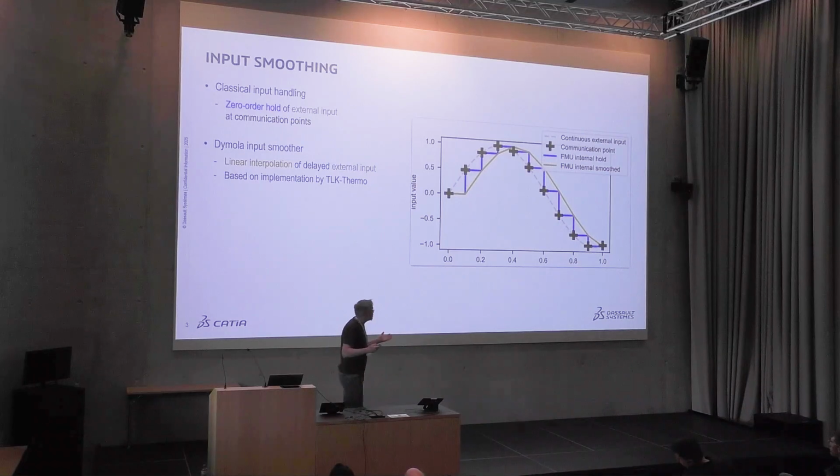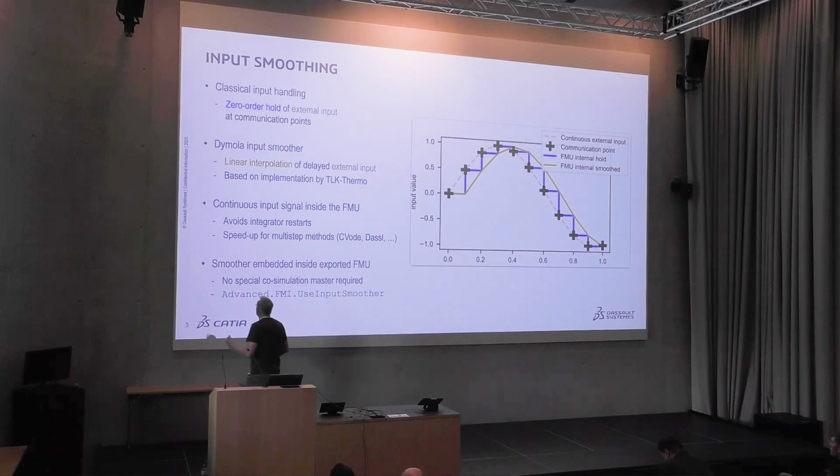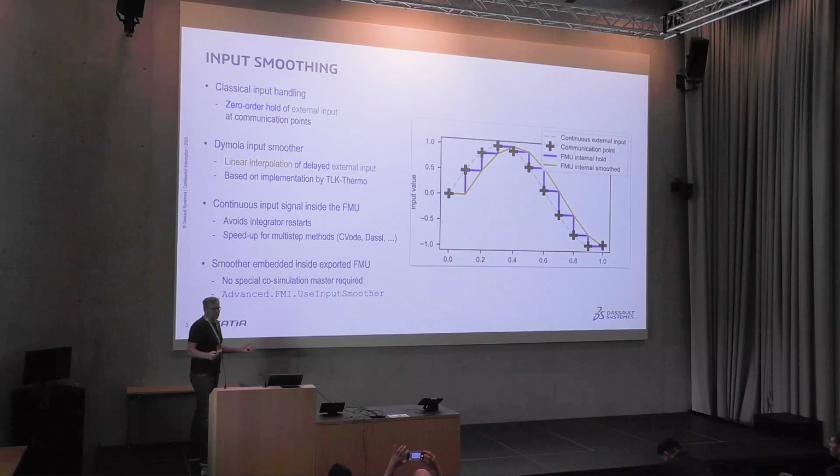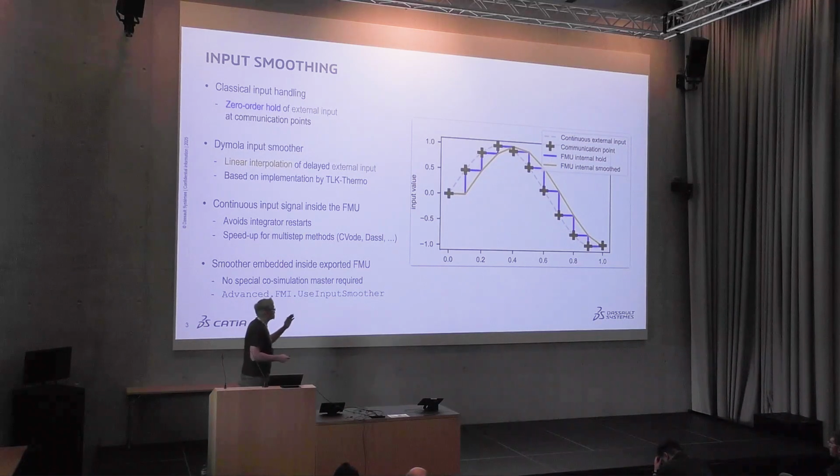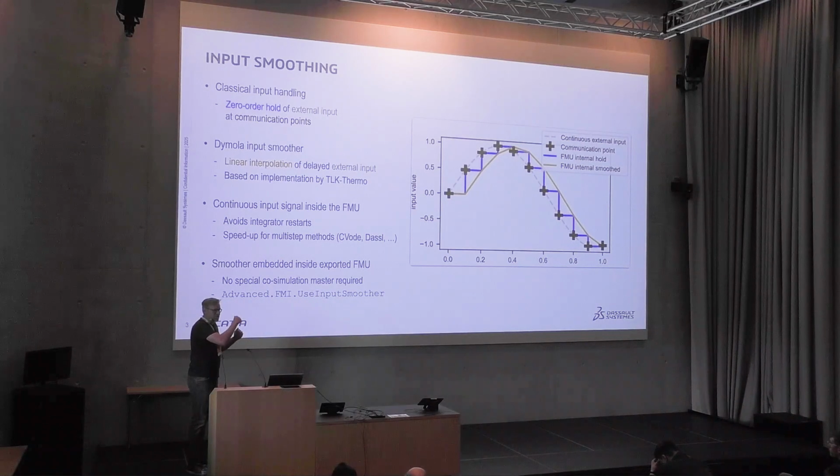So what's the purpose of this? The idea is, if we have a continuous signal inside the co-simulation FMU, that is better for the numerical solver. It means, for example, that we can continue integration over communication points. Possibly, we can do that. Because these jumps, you cannot continue integration over these jumps. You have to restart the solver, but with the input smoothing, you can continue.